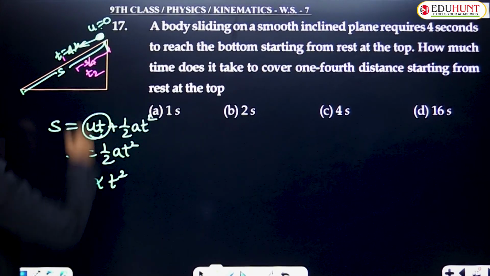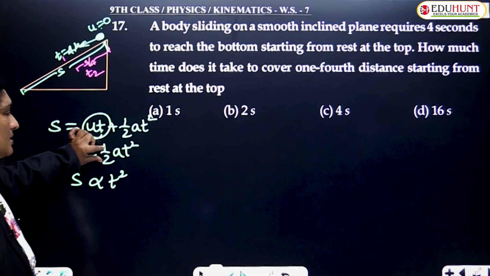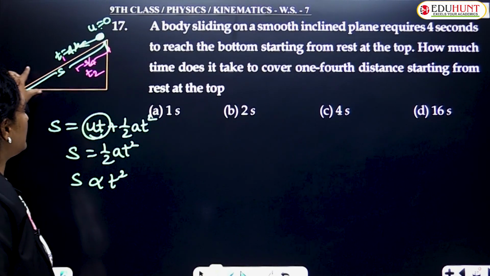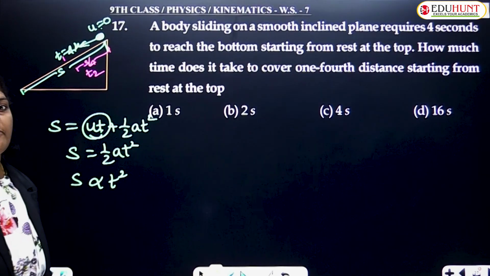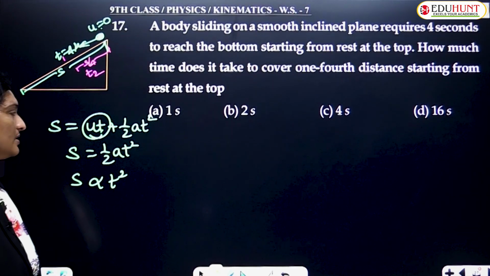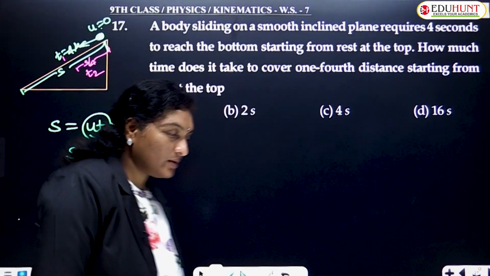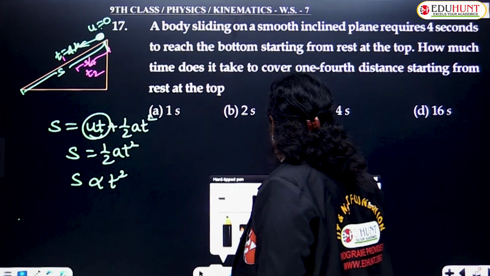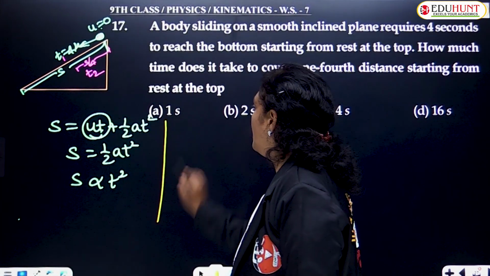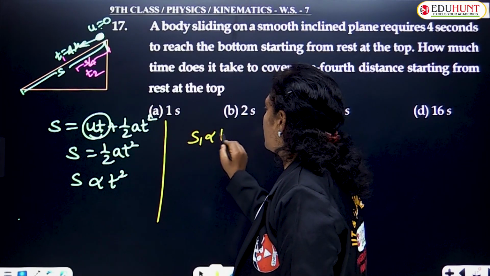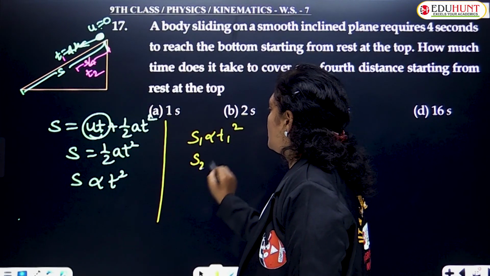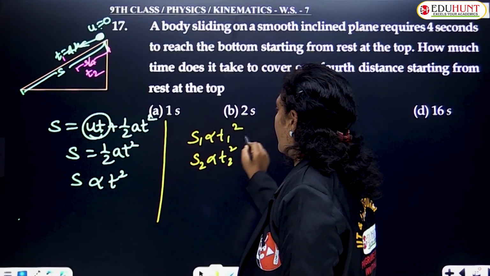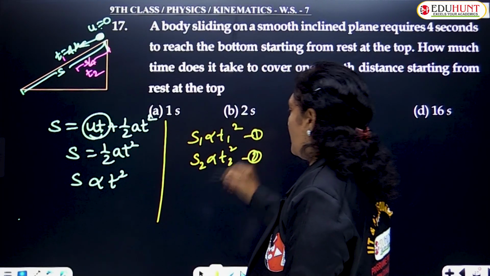Or s is proportional to t square, because for both cases half is a constant number and acceleration is the same; only the time factor is changing. So s is proportional to t square. Based on that, if you compare the two things, s1 is proportional to t1 square and s2 is proportional to t2 square. Let this be equation 1 and this be equation 2.